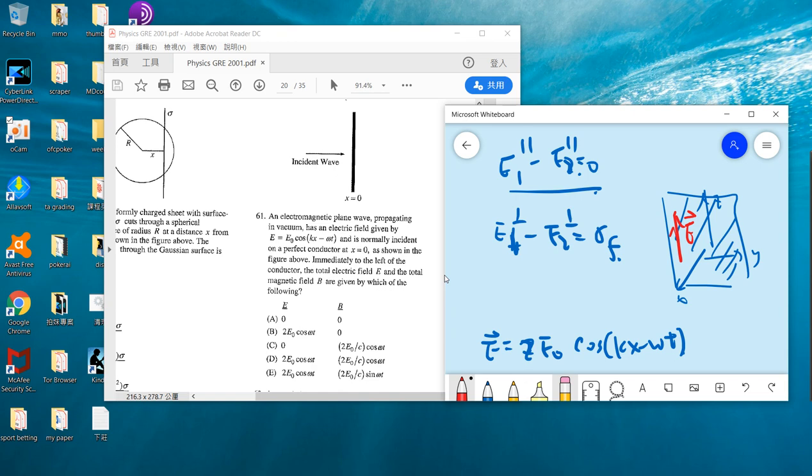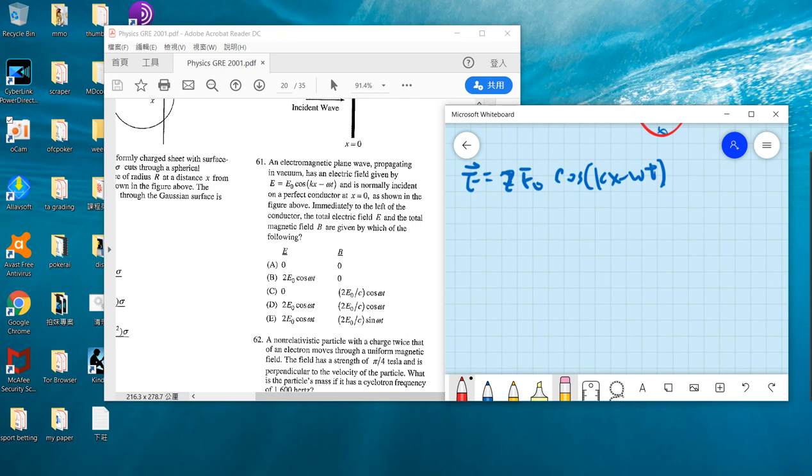Basically, the condition says that the tangential component is 0. So in the perfect conductor here, because this is a perfect conductor, the electric field must be 0. Which tells you that from the left hand side the electric field also must be 0. So the total electric field from the left hand side must be 0. So the answer must be A or C.